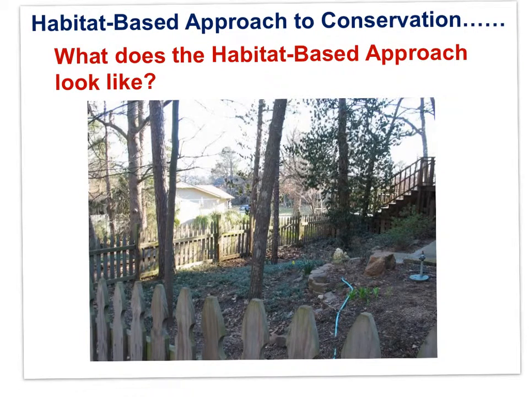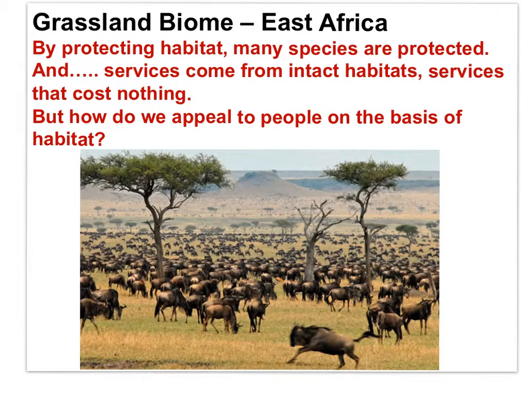But what does the habitat-based conservation approach look like? Do we use fences? Do we have boundaries around ecosystems? Some ecosystems are less diverse than others, but even systems of low diversity might have unique species, endemic species, species found nowhere else. By protecting habitat, many species are protected, and this is what makes the habitat-based approach so effective. And, in addition, services come from intact habitats, services that cost us nothing. But how do we appeal to people on the basis of habitat? How do we appeal to people such that we're willing to set aside tracts of land?